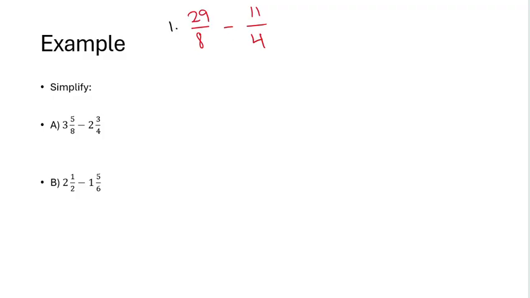And now that I've got it set up, I need to make sure the denominators are the same. I can tell you for sure that the lowest common denominator is going to be 8. So the first fraction doesn't change, but my second fraction, I need to multiply by 2.